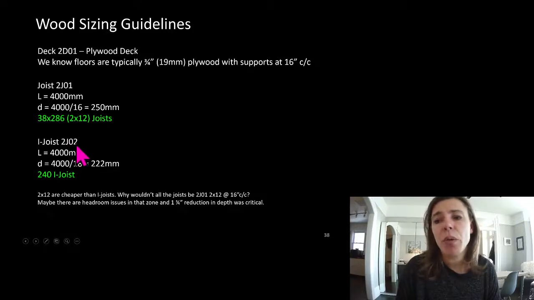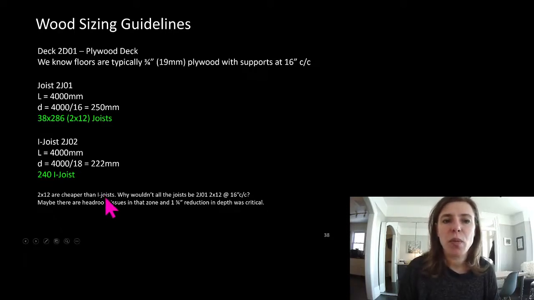I-joist 2J02, same span, it was spanning the same distance, but the sizing guideline is length divided by 18, or 222 millimeters. We know that there's a range of I-joists available, and the 240 I-joist seems like it's going to be a really good choice. Now, 2x12s are cheaper than I-joists. The I-joists are a custom manufactured thing. So why wouldn't we just make it all 2x12s?